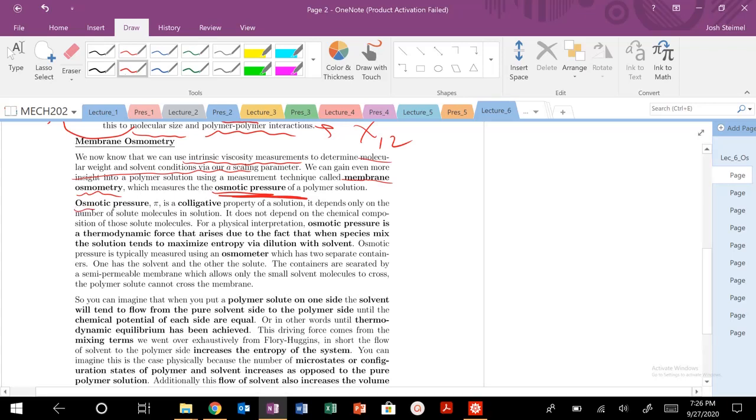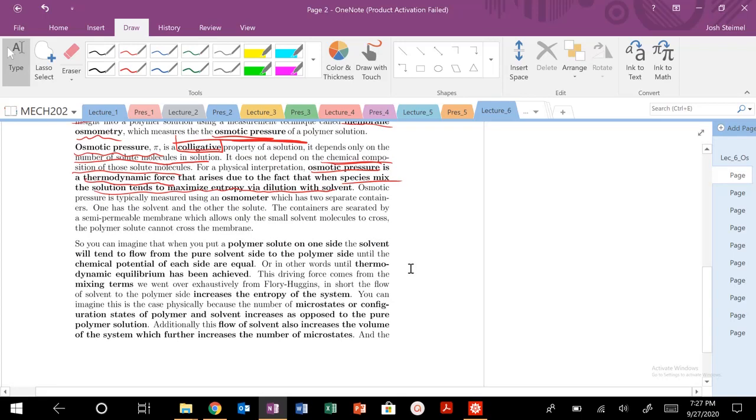Anyways, osmotic pressure, or pi, is a colligative property. This means it depends only on the number of solute molecules in solution, not on the chemical composition of the solute molecules. So if you hear this term, colligative, it means number of solute molecules, not chemical composition. What does that mean? Osmotic pressure is essentially a thermodynamic driving force that arises when species mix, and the solution tends to maximize entropy via dilution with the solvent. This is the fundamental idea of osmotic pressure, and we're going to see that in an example in just a second.